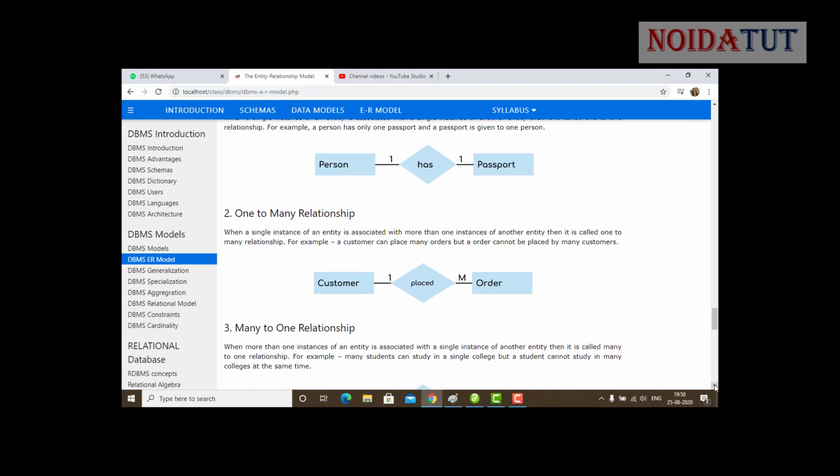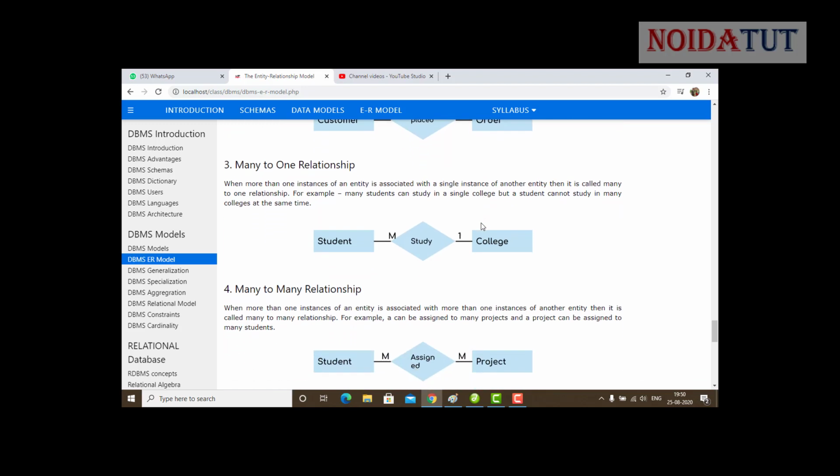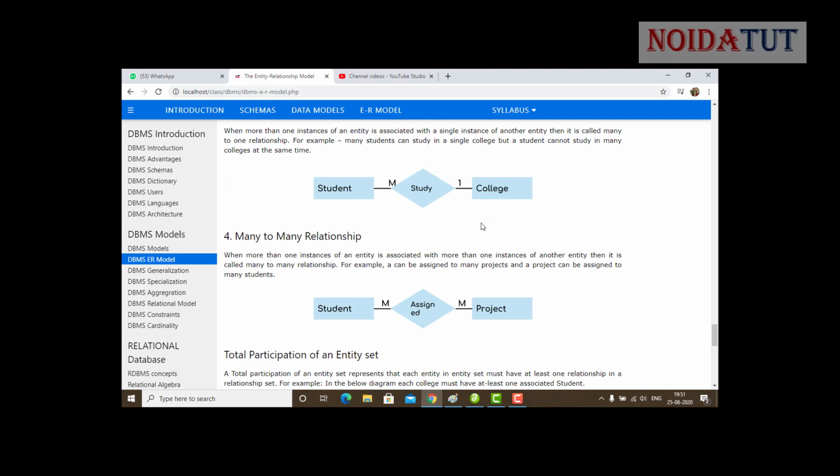Now when we are talking about customer and order, a customer can have more than one order, many orders. So this is one to many. Now when we are talking about a many to one relationship, a college can have many students. So this is a many to one relationship. Now when we are talking about many to many, many students can be assigned to many projects. So this is a many to many relationship.